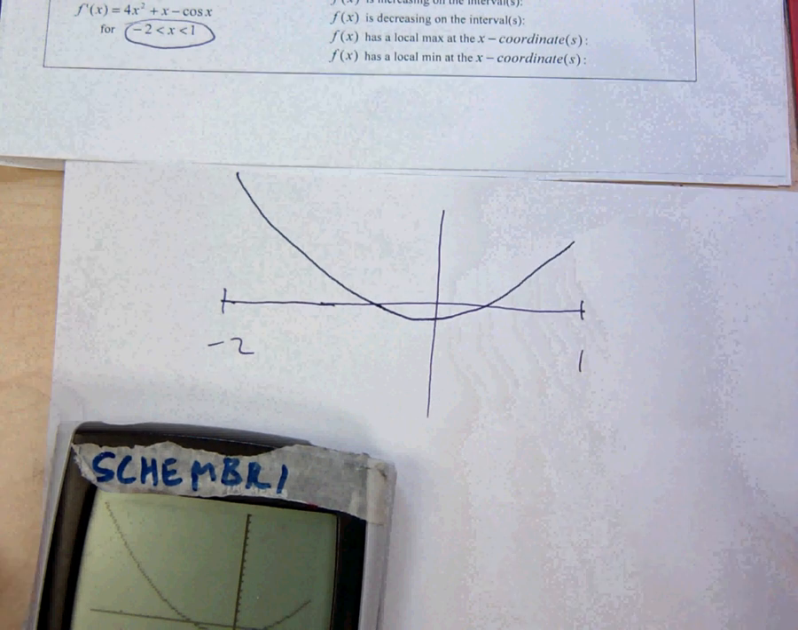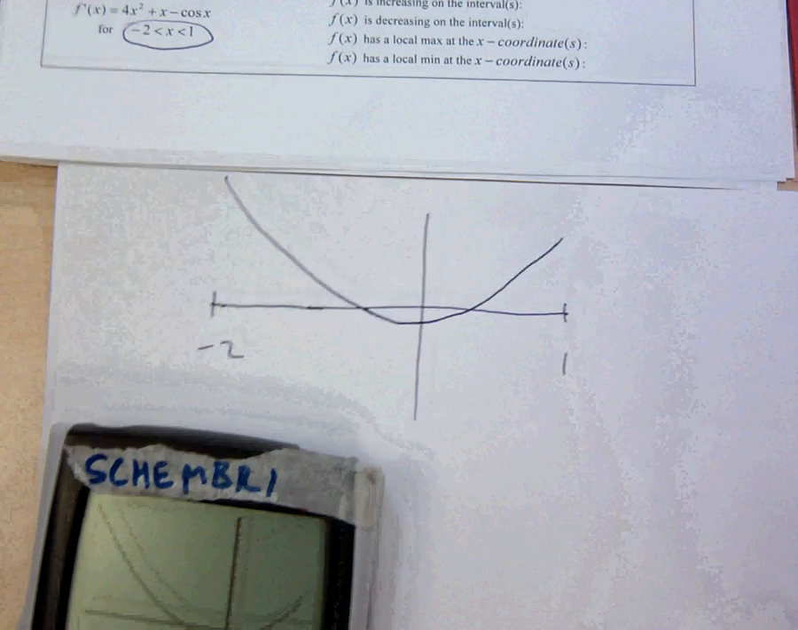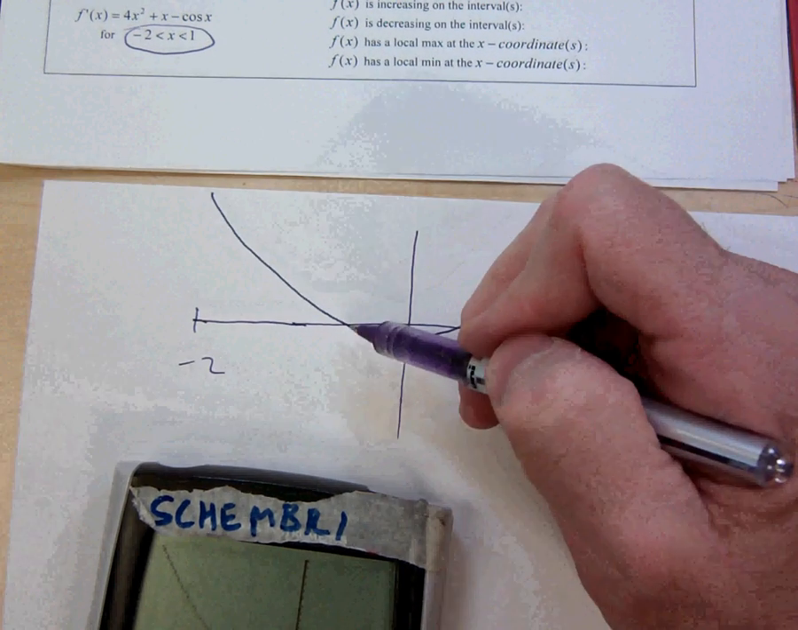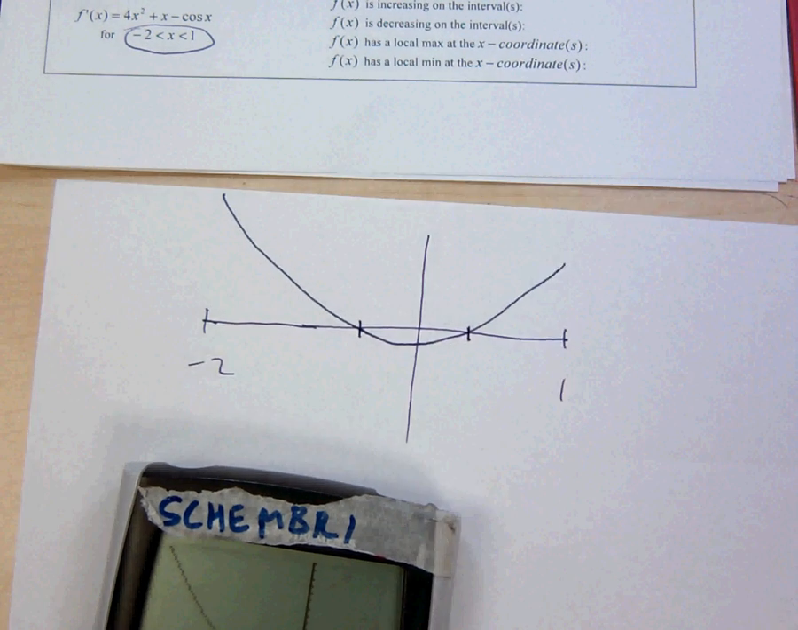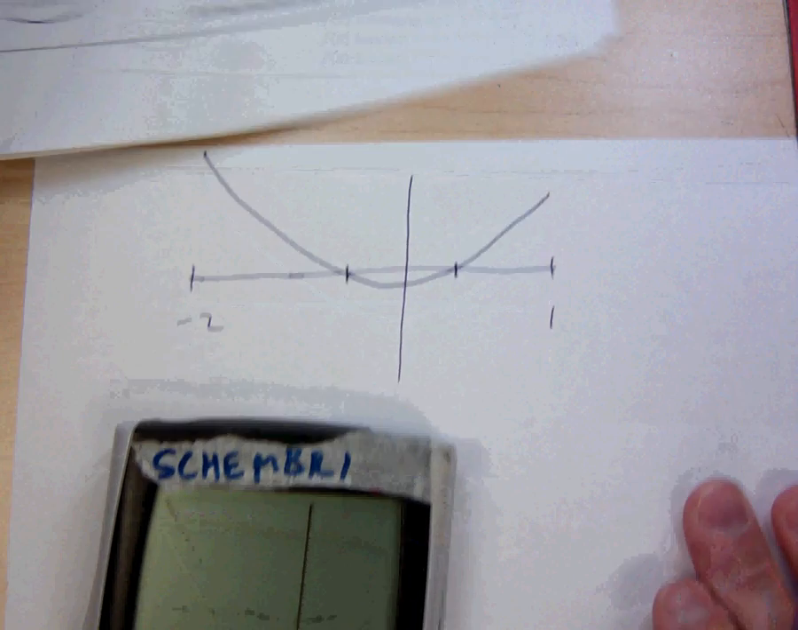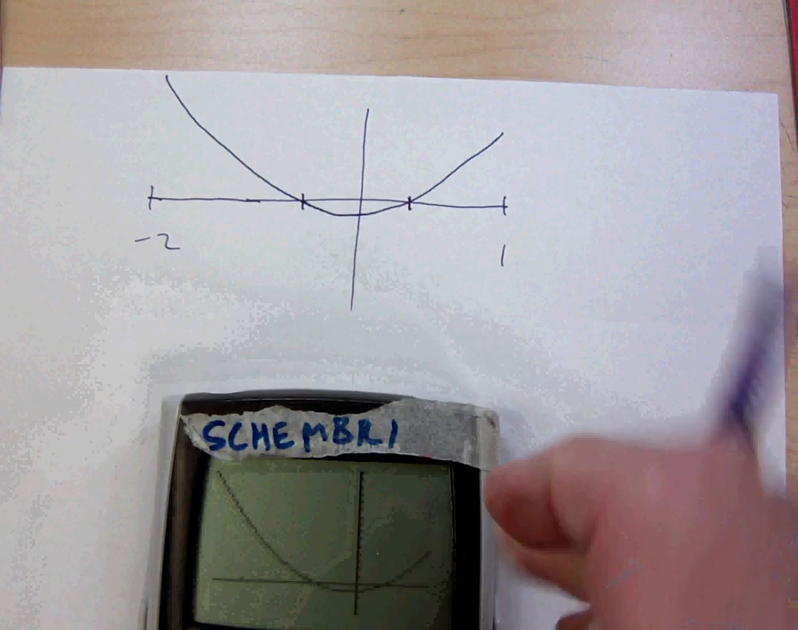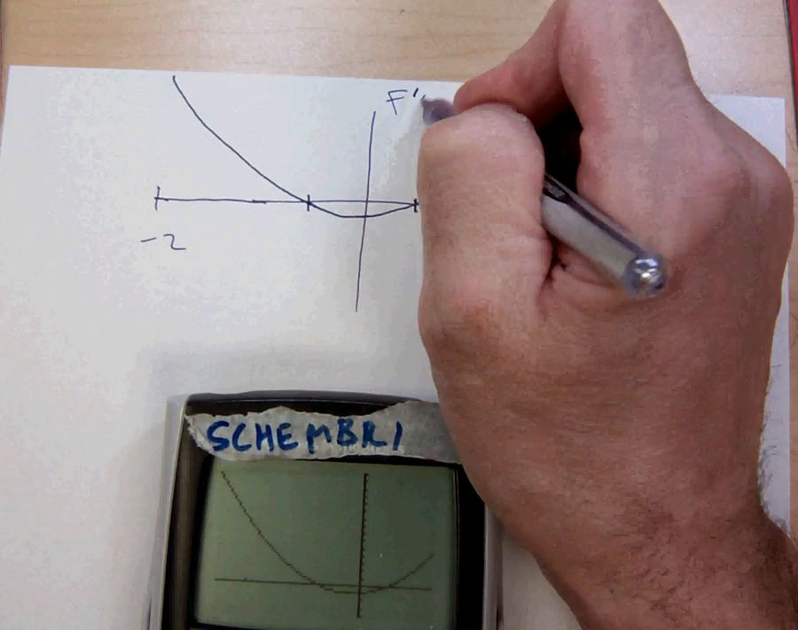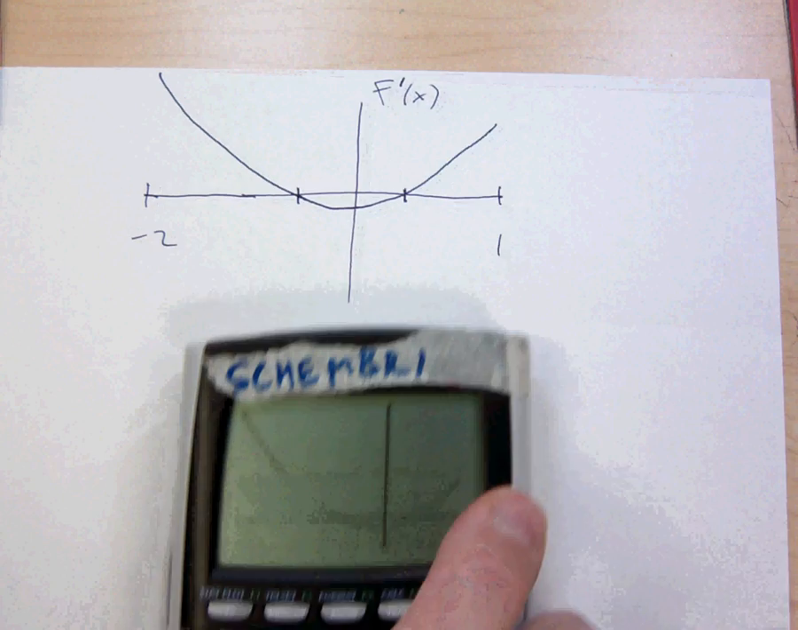Okay, now, aren't I going to need these x values for this type of question, aren't I? And how do I find those x values, guys? How do I find those x values? And by the way, label this as f prime so they know what you're talking about. How am I going to find those x-intercepts, guys?